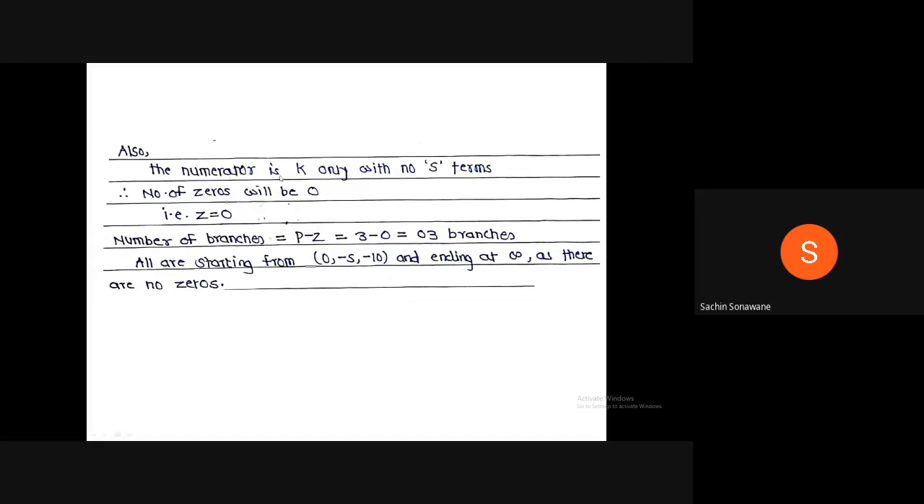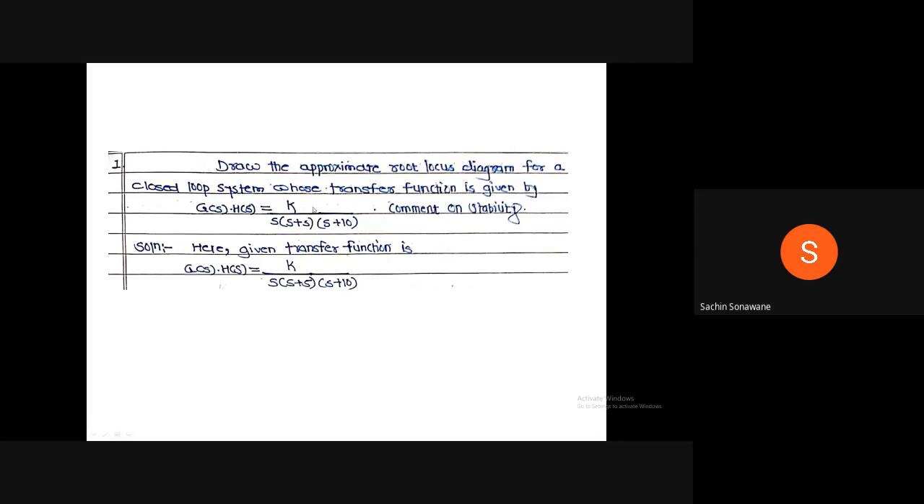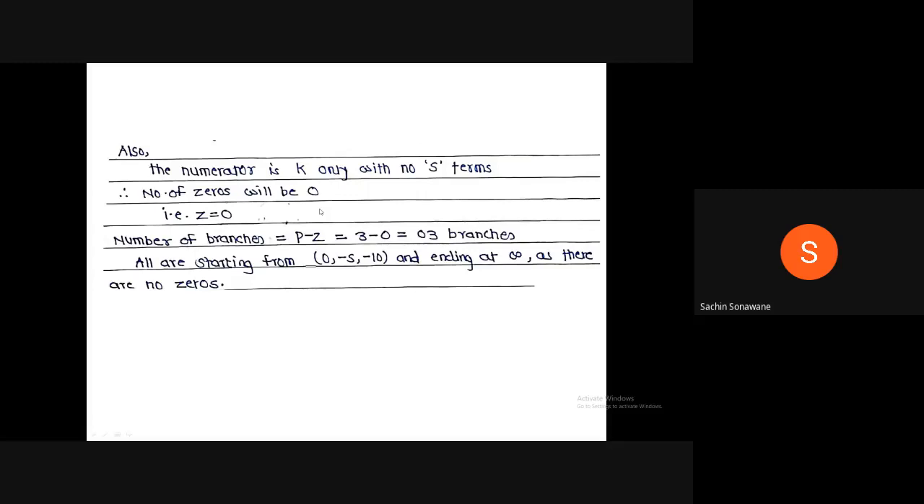Also, the numerator is k only with no s terms. Therefore the number of zeros Z is equal to 0, as in the numerator there is no s term. Therefore the number of branches is equal to P minus Z, which is 3 minus 0, equal to 3 branches. All are starting from 0, minus 5, minus 10, and ending at plus infinity, as there are no zeros.